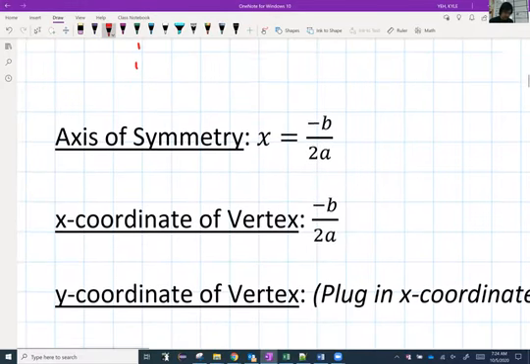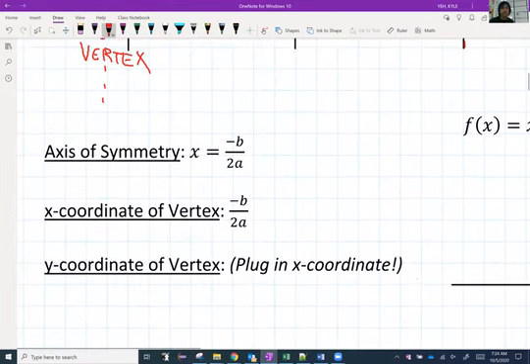All right, few things that you're going to want and need to know. Axis of symmetry, we can always find it using this formula. x equals negative b over 2a. Okay, and the b and the a are going to come from the equation we looked at earlier, ax squared plus bx plus c. So axis of symmetry is always at x equals negative b over 2a. It's an x equals equation because it's a vertical line.